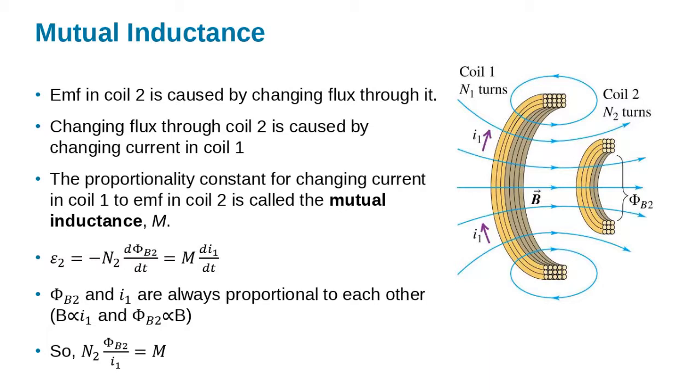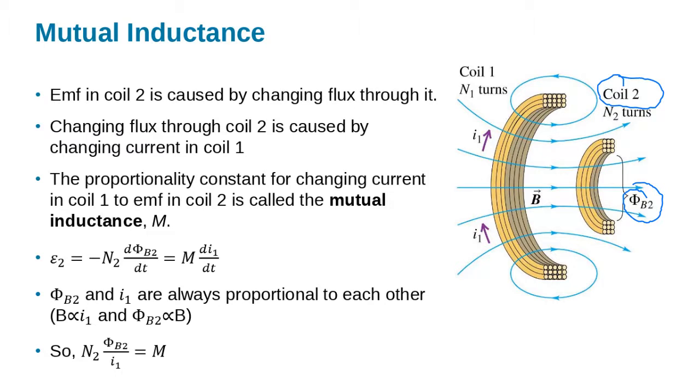In mutual inductance, we can get an EMF, a voltage, electromotive force, in coil 2, and that's caused by a change in flux through it. We already looked at this. There's some flux going through coil 2 that we're going to call phi B2, and any EMF that we get in coil 2 is caused by a change in that flux.